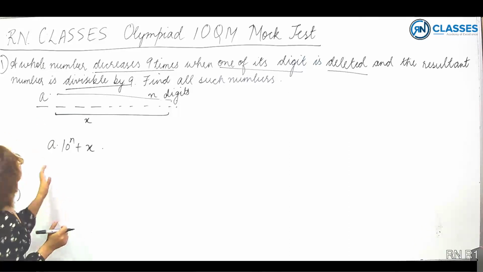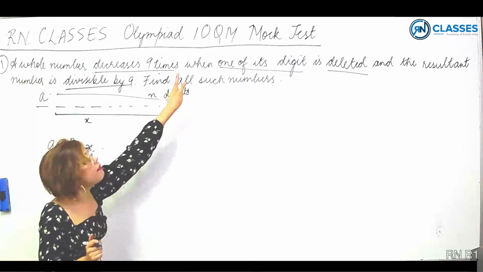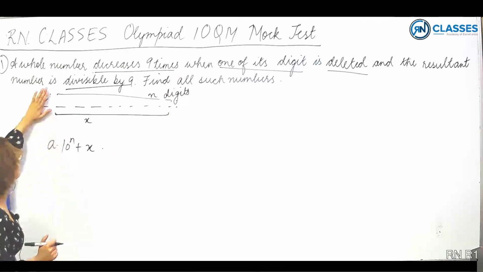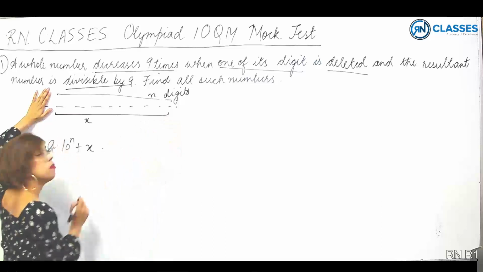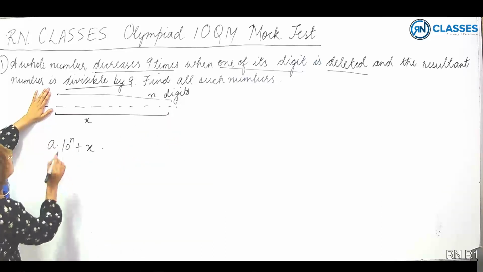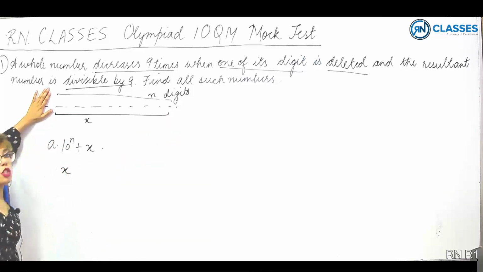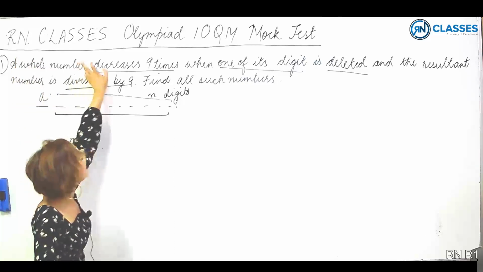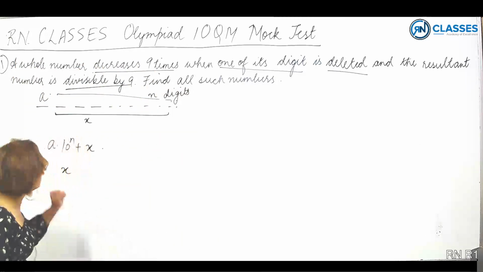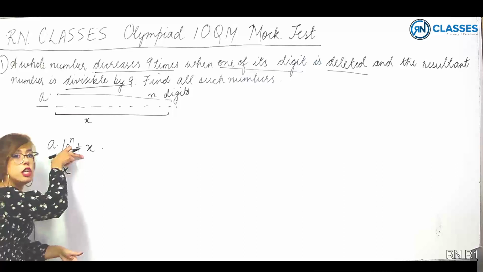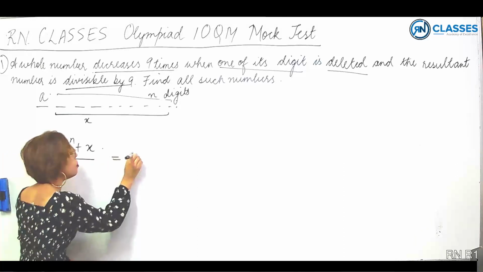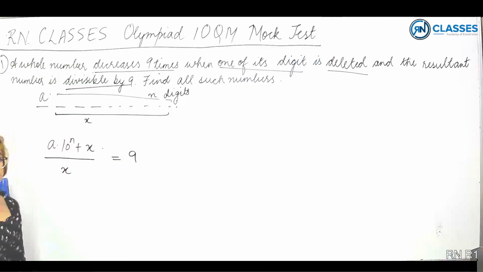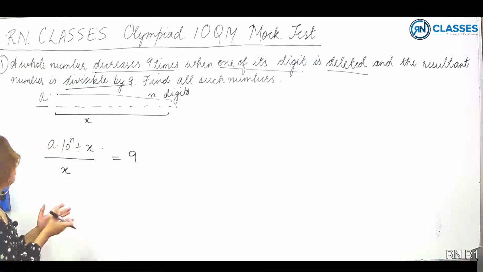Right? Now he says the number decreases 9 times when one of its digits is deleted. Now if I delete this digit, what number is left? That is just the number x. Right? So x is my resultant number. Now he says the whole number decreases 9 times. So that means the decrease is 9 times. So original number divided by resultant number, if I divide the two, my answer should be 9.